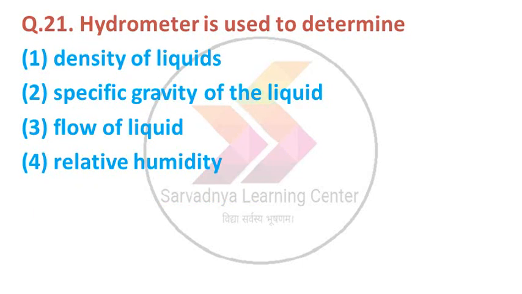Next question: hydrometer is a device used to determine option 1, density of the liquid; 2, specific gravity of the liquid; 3, flow of liquid; 4, relative humidity. The correct answer is option number 2, specific gravity of the liquid.